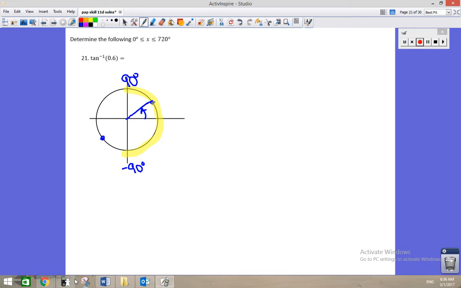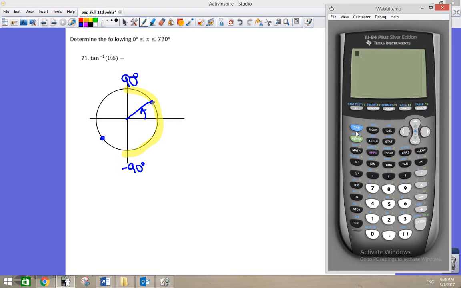Alright, so let's pull up the calculator. Let's double check. I'm in degrees. I'm only rounding to 2 decimals. That's fine. So the inverse tangent of 0.6, 30.96 degrees. Okay. The nice thing about the tangent with having a period of pi, that if we add pi, we get another solution.